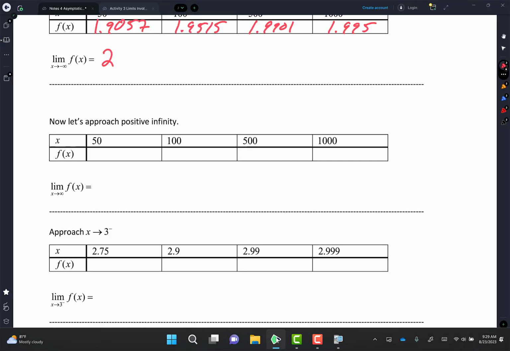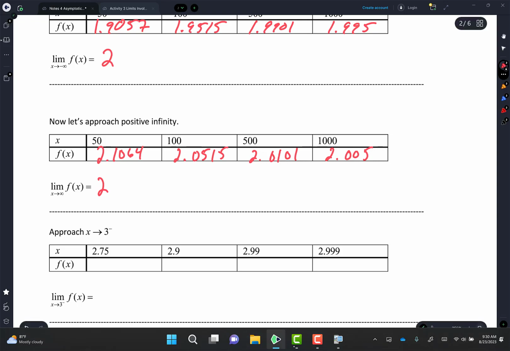So I can have good notes, hook me up with what I wrote for each one. 2.0064, 2.0015, 2.0005, 2.0002. Okay. So this is approaching 2. How do we feel? All right.